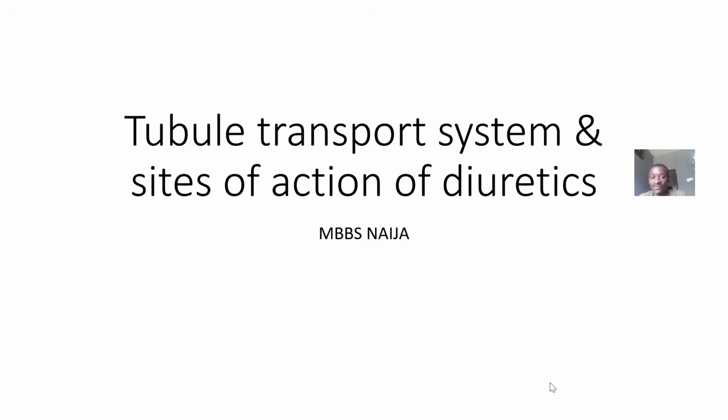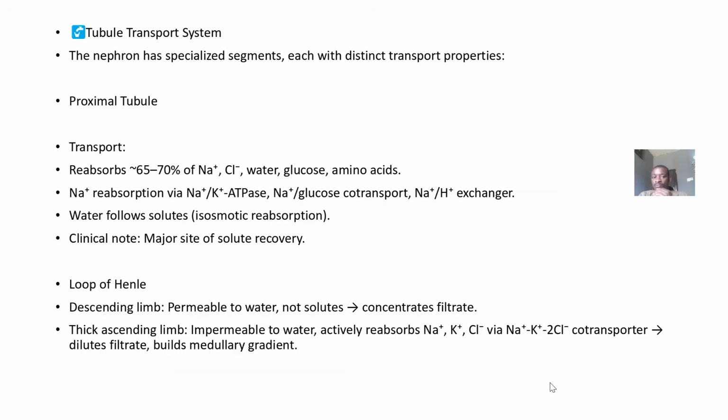We are supposed to shed more light on what a tubule transport system is and what the sites of action for diuretics are. So this is more like you are trying to classify diuretics based on where on the nephron they will act. So this is classification based on site of action. Okay. So the tubule transport system, we said that the nephrons have specialized segments, each with their own transport properties.